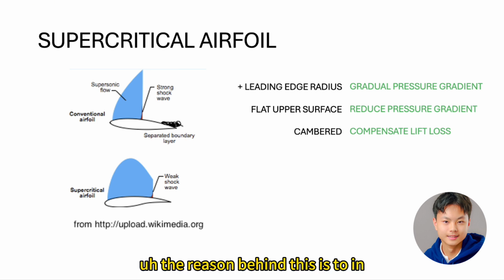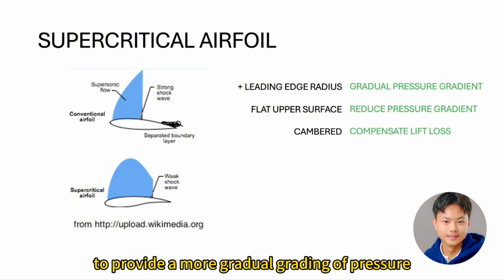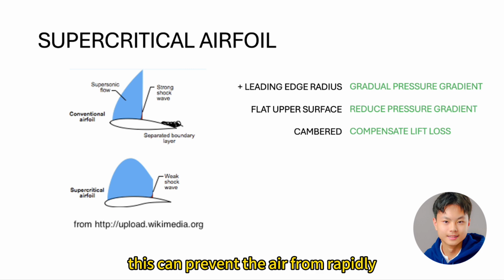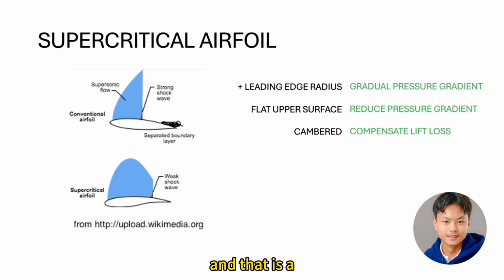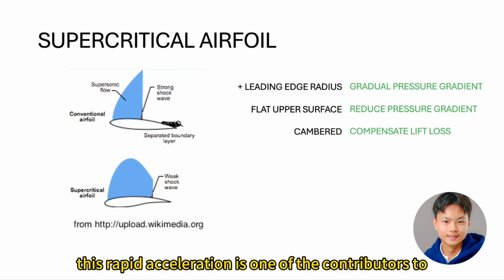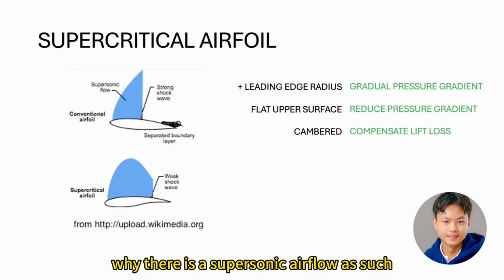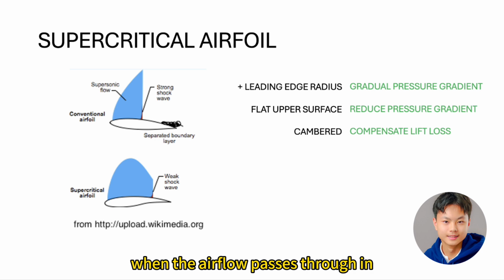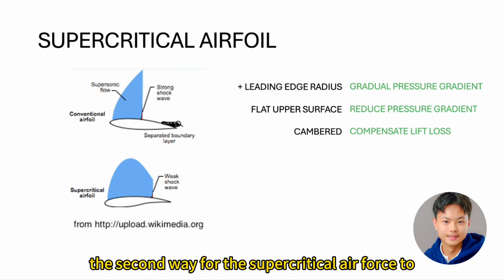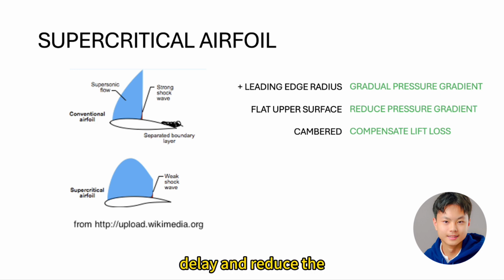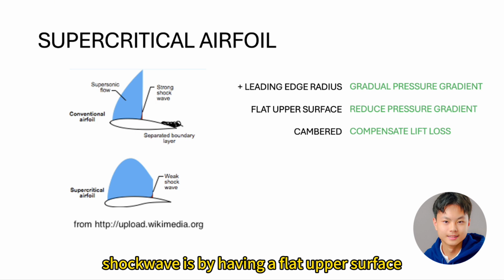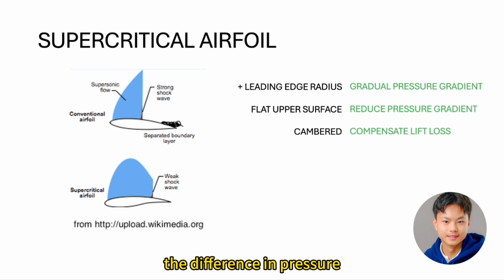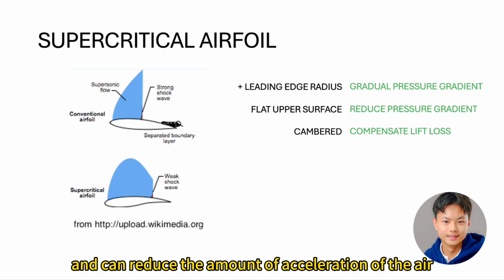The reason behind this is to provide a more gradual pressure gradient. This can prevent the air from rapidly accelerating the moment it touches the wing. That rapid acceleration is one of the contributors to why there is supersonic airflow at such an early stage when the airflow passes the wing. The second way for the supercritical airfoil to delay and reduce the magnitude of the shockwave is by having a flat upper surface. This can reduce the pressure gradient, the difference in pressure, and can reduce the amount of acceleration of the air.